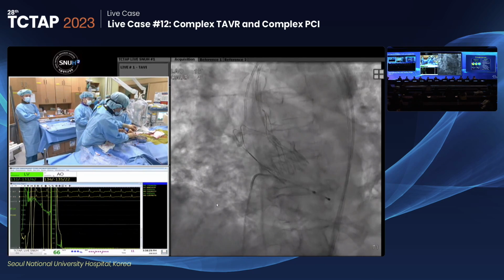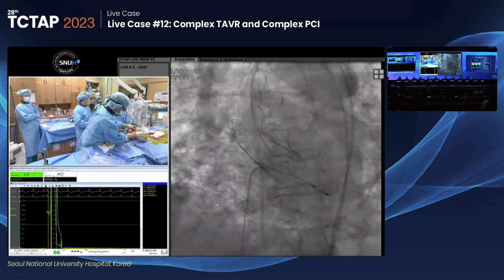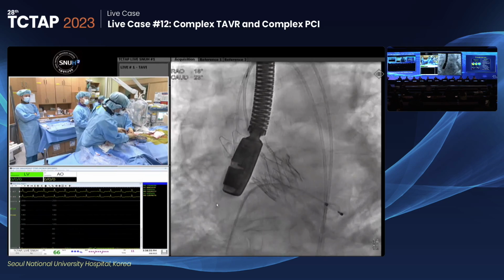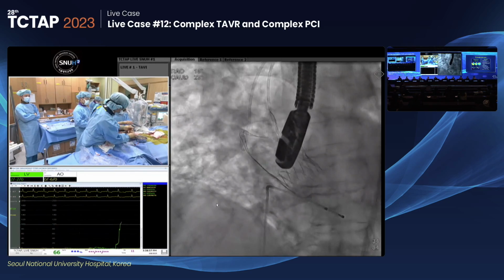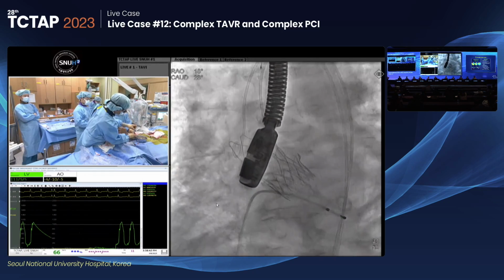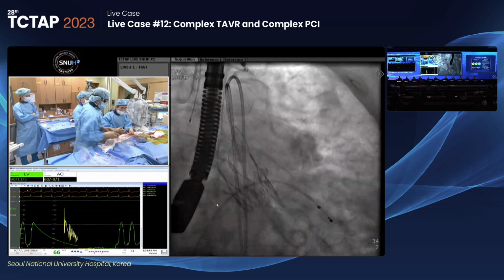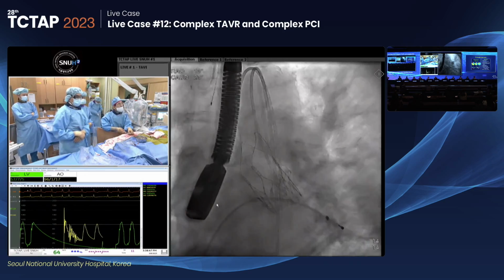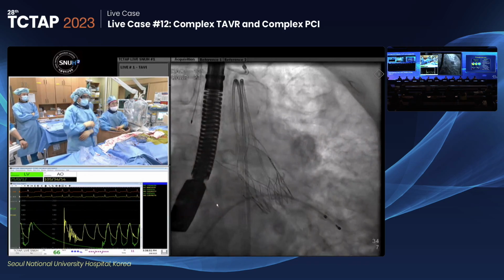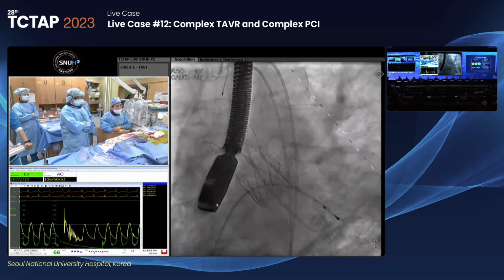Yeah, of course. The expansile force, the scaffolding force, of Acurate Neo is a little bit weaker than Evolut. That is associated with less chance of AV block compared with Evolut.